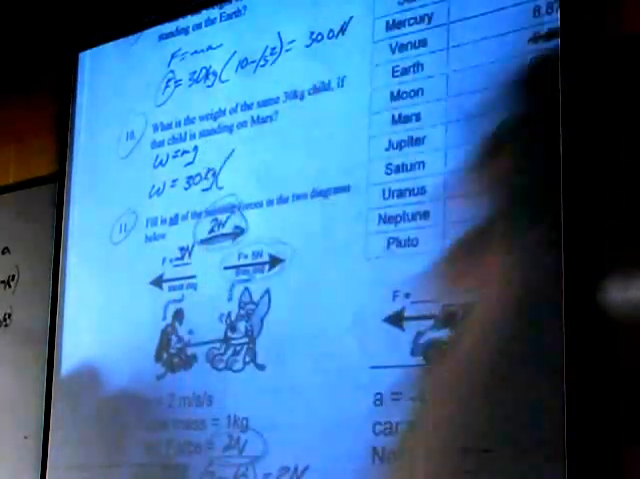So I'm going to write it a little bit differently here. I'm just going to write W equals mg. It's the same formula. You just see people use that more often when you're talking about weight. Weight equals the mass of the child on Mars, and g is gravity on Mars. So on Mars, g is about 4 meters per second squared, and the child would be 120 newtons.